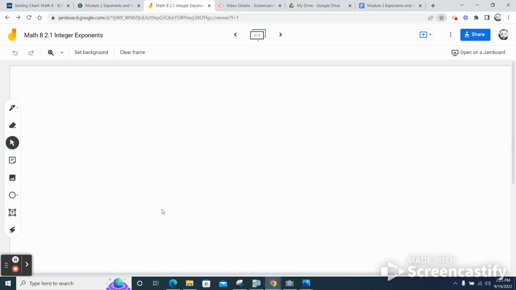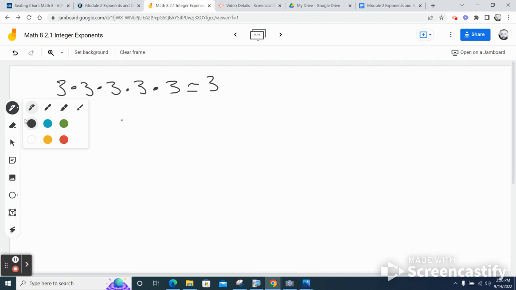All right, so for our next activity, if I say 3 times 3 times 3 times 3 times 3, what is that? 3 raised to the 5th. Let's double check. So I'm multiplying it 1, 2, 3, 4, 5 times, so it's 3 to the 5th, right? 243.